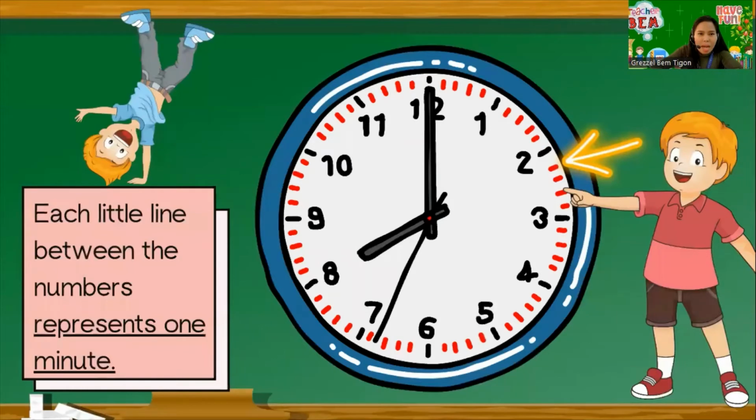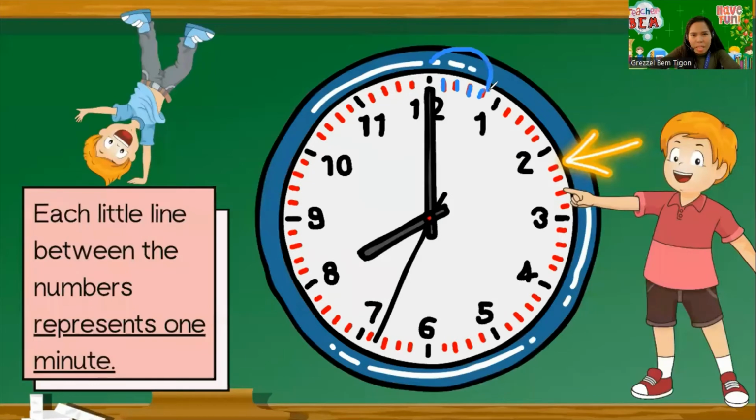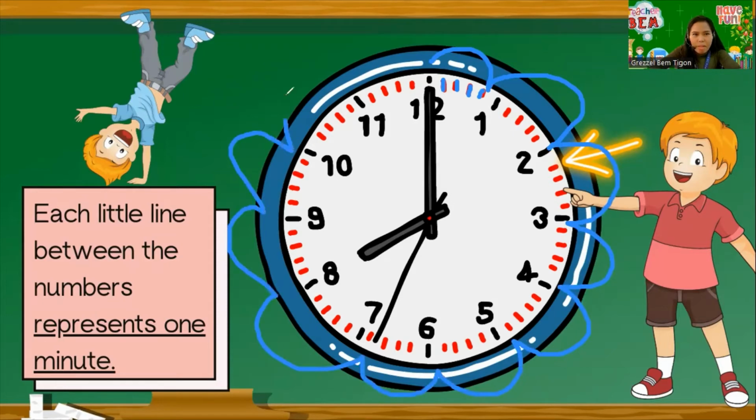All right, so each line between the numbers represents 1 minute. Let's have this line, that is 1 minute. As Teacher Bem told you, each number as well has 5 minutes. This is 5 minutes, 10 minutes, 15, 20, 25, 30, 35, 40, 45, 50, 55, 60. So we have 60 minutes in all if we have 1 hour.